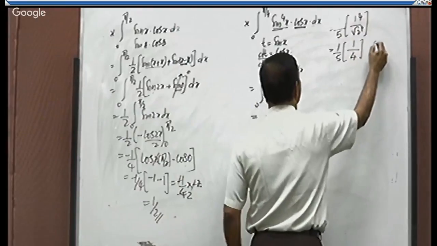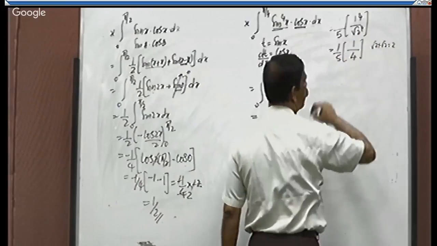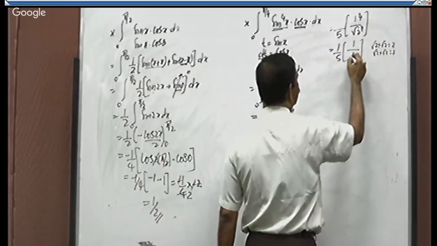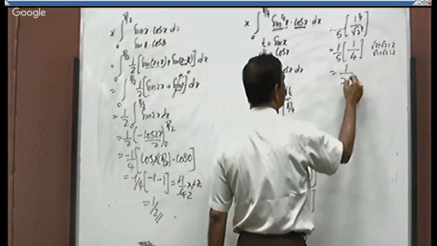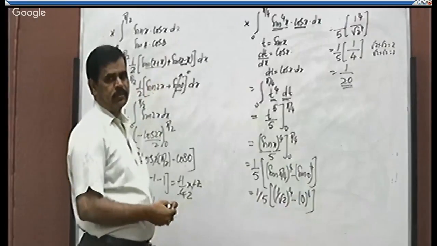Root 2 to the power of 4 is equal to 4. How? Root 2 into root 2 is 2. Again, it is 4 times now. Root 2 into root 2 is 2, and 2 into 2 is 4. So the answer is 1 divided by 4 into 5, which is 20. Right?